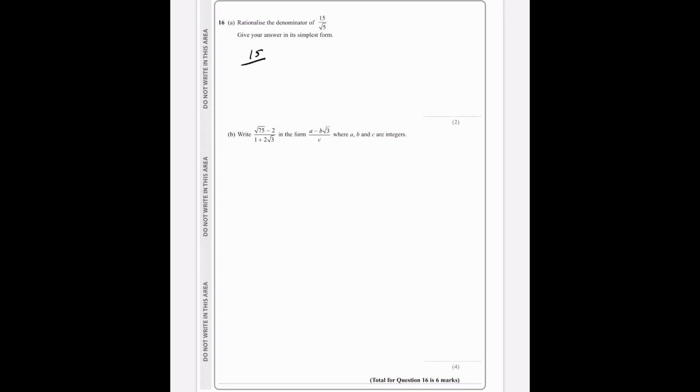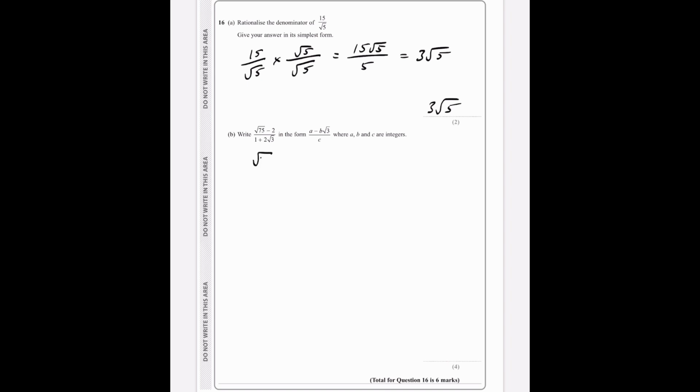Question 16. 16a is straightforward, rationalising the denominator, multiplied by root 5 over root 5. The numerator is 15 root 5, the denominator is 5, and of course 15 over 5 is 3, so it simplifies to 3 root 5.